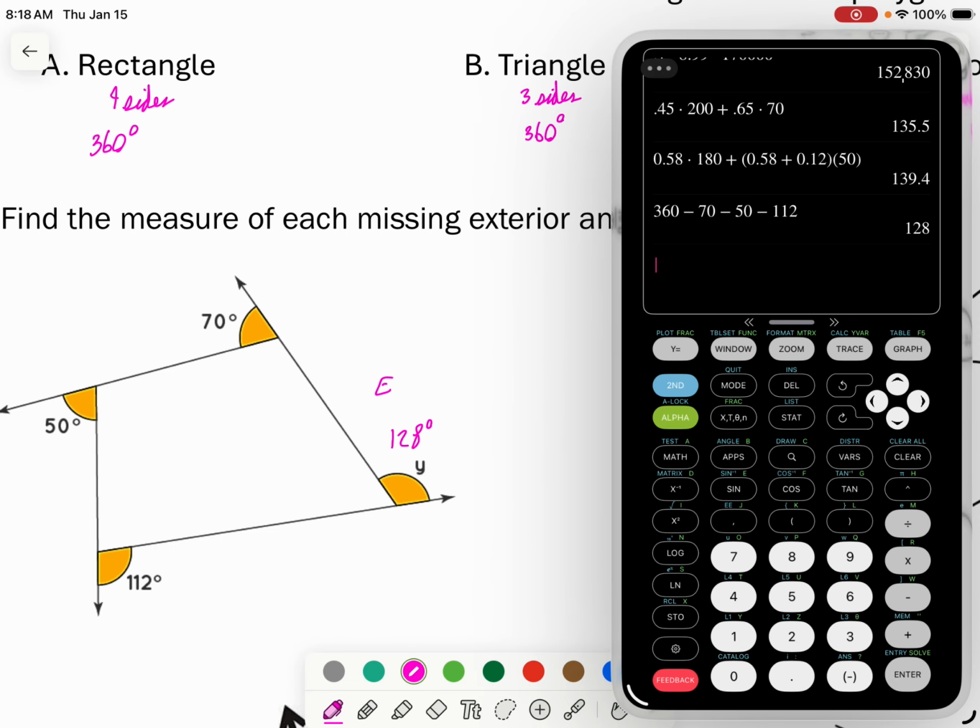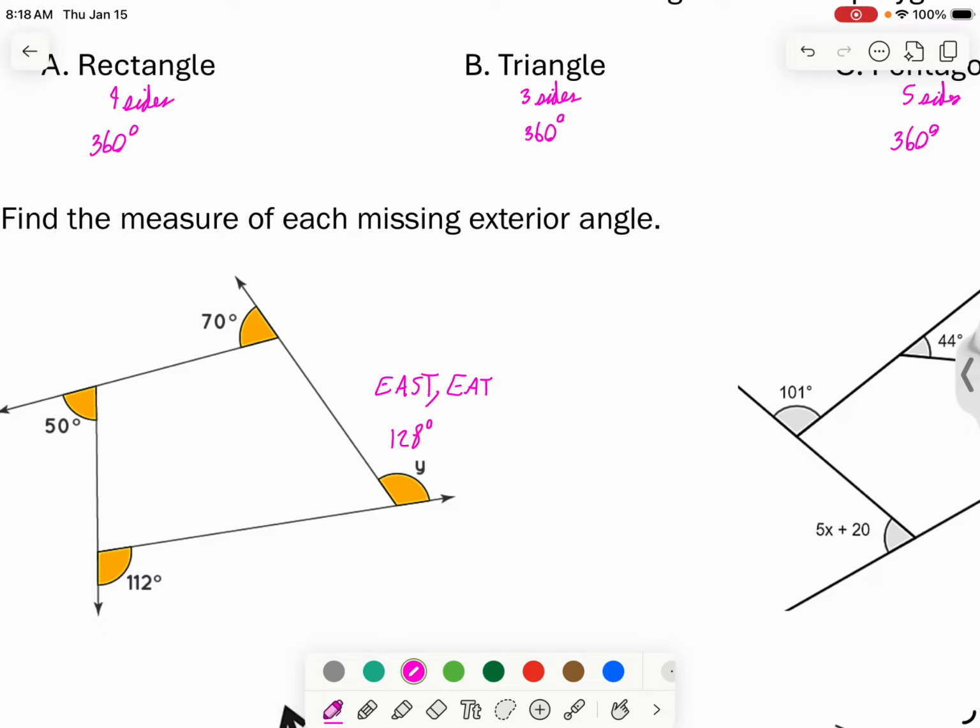So I can write down EAST, or I could write down EAT. Both of them are acronyms to help us remember that the sum of the exterior angles is 360 degrees. If I wanted to go a little bit further, I could show that. I could be like, oh, y plus 112 plus 70 plus 50 is equal to 360 degrees. I want to communicate as much as I can, and that's what this does.